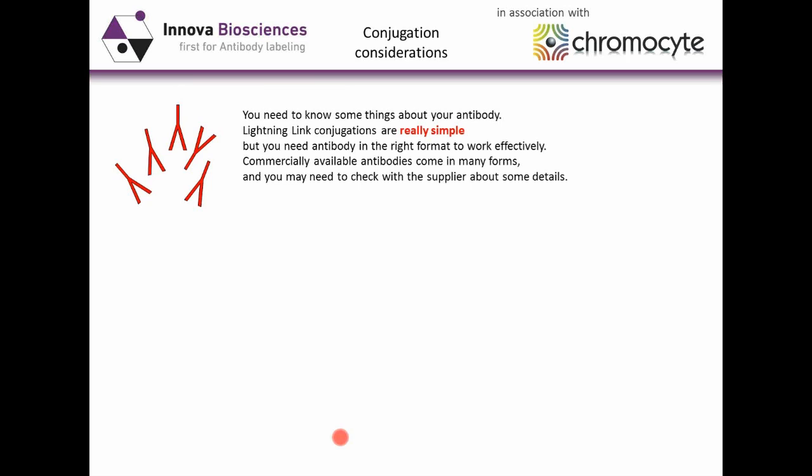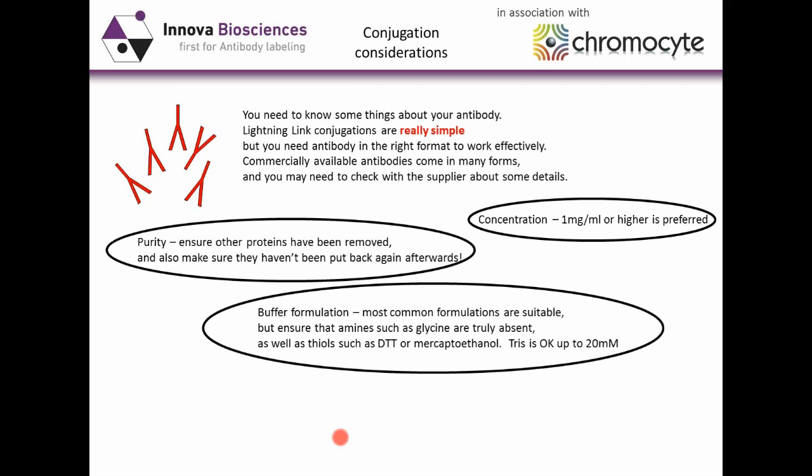Changing tack just a little bit, I talked about the fact that the Innova Lightning-Link kits are very, very simple to use. What I'd like to take just a moment or two to consider are some things that you need to think about when conjugating your antibody and about the antibody itself. Commercially available antibodies actually come in many forms, and you may need to check with your supplier about some important details. Some of these are outlined here.